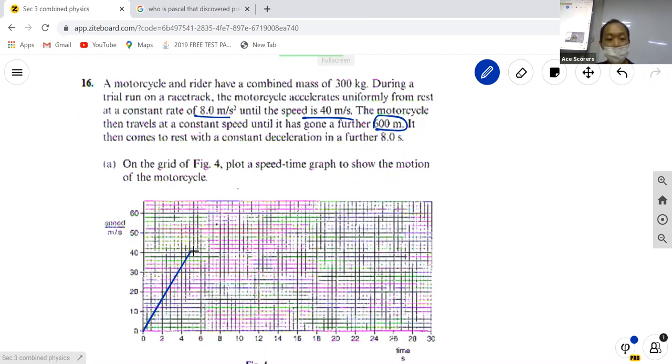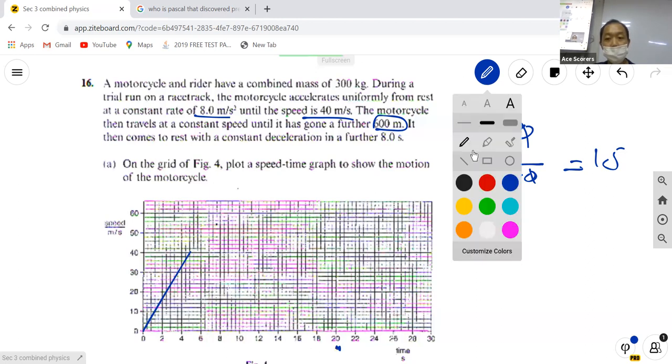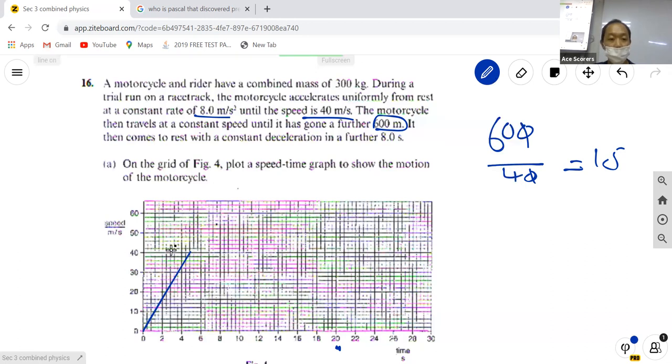So I need to create a situation where the distance is 600. I know that this is 40. Then what's the time? 600 divided by 40, which will give me 15. That means the constant speed is for 15 seconds until this part. Okay, 15 seconds. So I draw a straight line again here, until 20, because it lasts for 15 seconds.